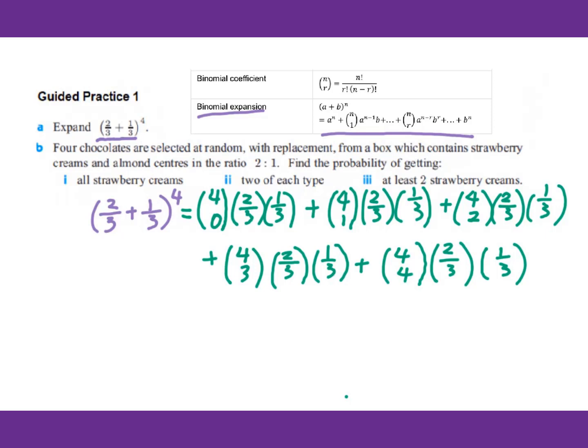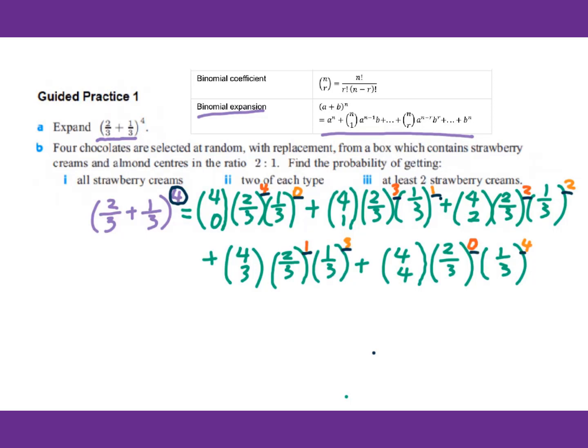Then you add the exponents. This will be 4, 3, 2, 1, 0, and 0, 1, 2, 3, 4. Remember, the exponents you are adding are supposed to sum to 4. See, you can check. Adding the exponents will be 4.